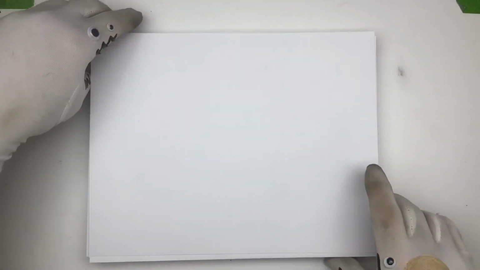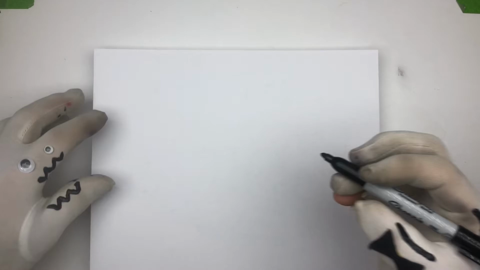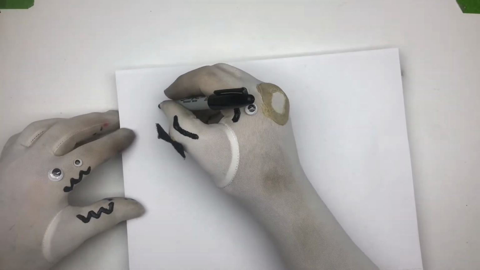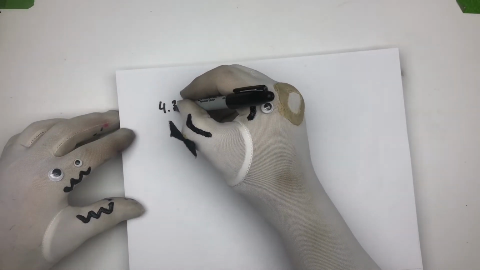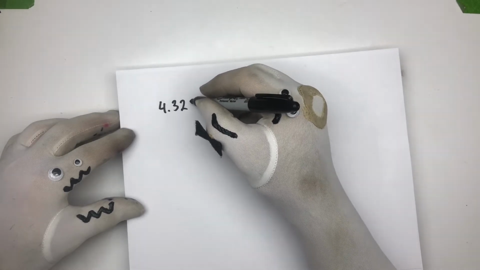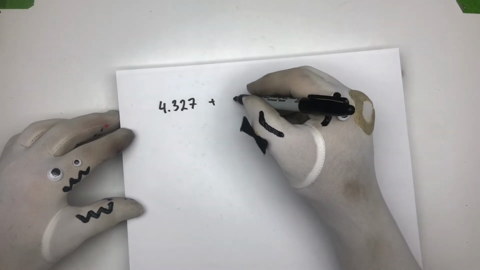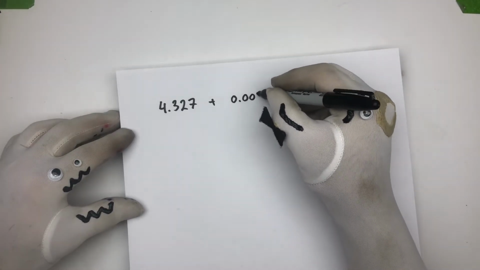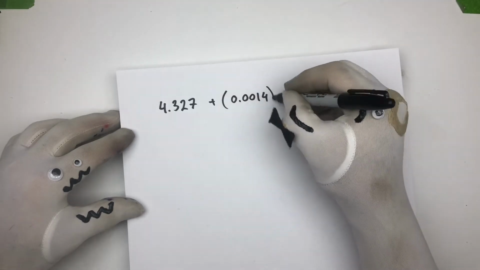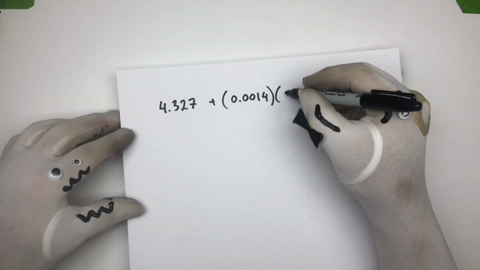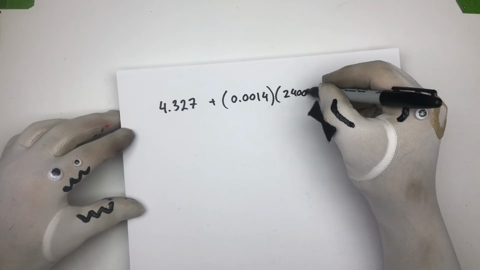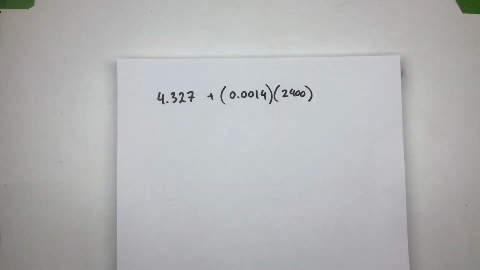So we'll just pick problems for every single one of these types of problems. What we started off with, precision. Give me a problem here. Let's go 4.327 plus, let's go 0.0014 times, I don't know, 2040. Okay, so let's do that one right there. That's a good problem.